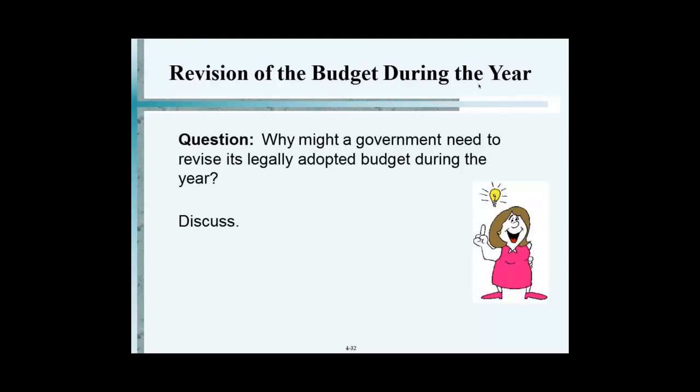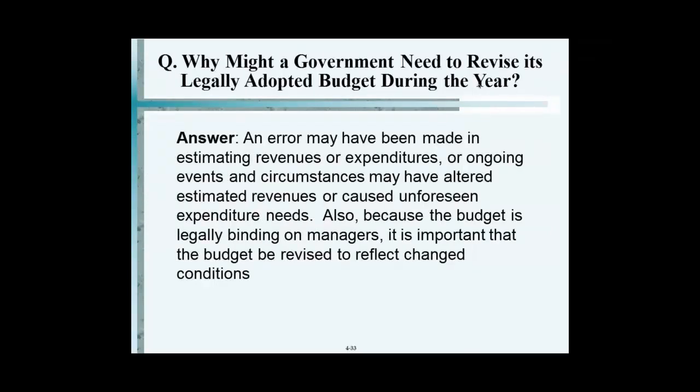Well, they do it for various reasons. If you ever become an auditor and you're auditing a governmental entity and they revise the budget, don't think there's anything too wrong. It could be for a valid reason. It could be that you did not estimate revenues correctly, or something happened, some unforeseen event. So it could be for various reasons. And it's important for them to revise their budget to reflect that.